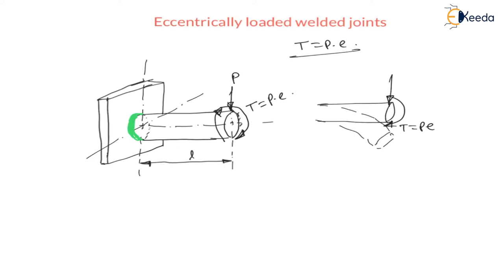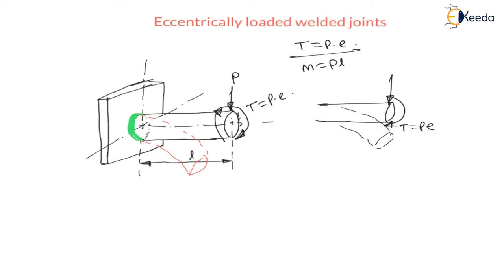Now can you say this P into length L is acting as a bending moment. Because of this P into L, the beam is going to bend like this. Therefore this P into L is acting as a bending moment, of magnitude P into L.